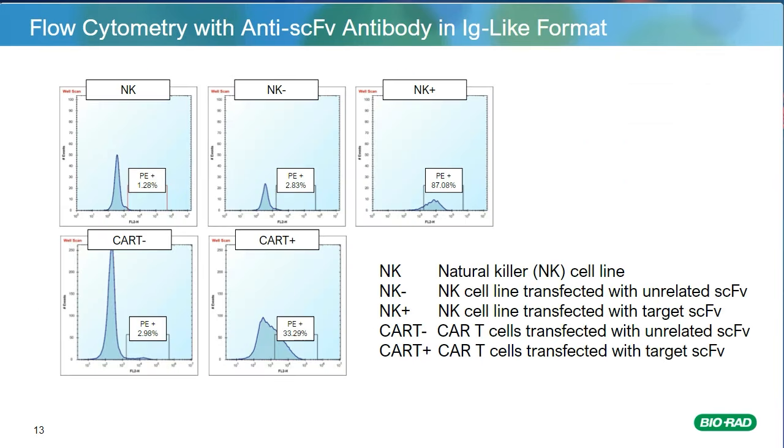A secondary QC was performed for this project in the form of flow cytometry screening. Anti-scFv clones in the Ig-like format were used to screen natural killer and CAR-T cells that were transfected with the target and unrelated scFvs. This showed that our clones were able to successfully distinguish transfected cells by binding the target scFv, as well as quantifying the expression levels.